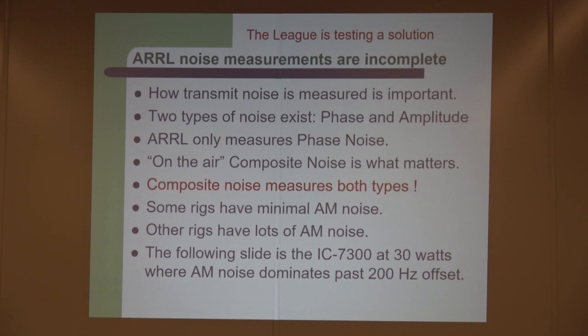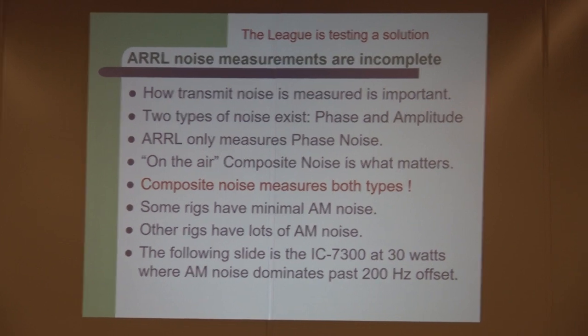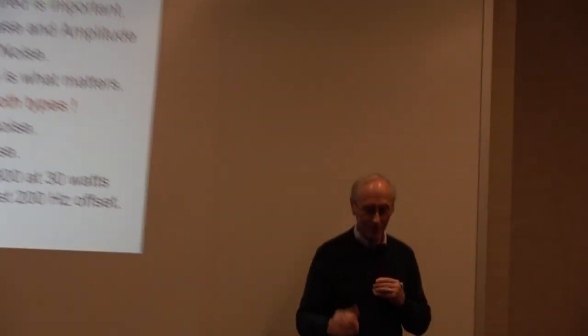So the following information is going to be about the 7300 at 30 watts, and hopefully the League will now get this solved. And the new Rohde & Schwarz, though, measures both. And it's only $145,000. If someone would like to donate one to the League, they might accept it.